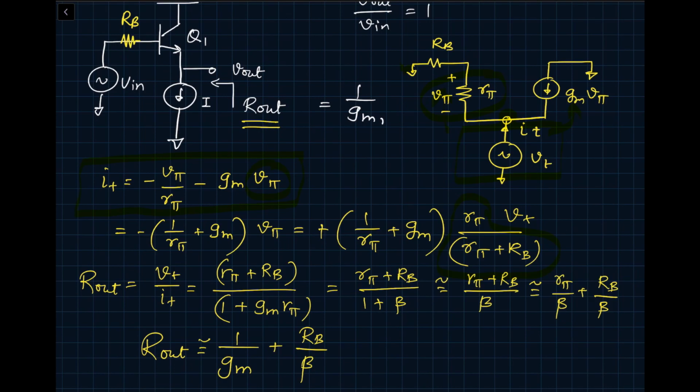So the final expression you're going to get out of this is output resistance R out is given by 1 over gm, which used to be the case when we did not have a base resistance RB. Along with that, the new term which we are seeing is RB divided by beta. So what this analysis is telling us is when we are looking into the emitter of a common collector amplifier or emitter follower amplifier, whatever resistance is at the base gets divided by the current gain of the amplifier. So this is one key thing to remember from this analysis.